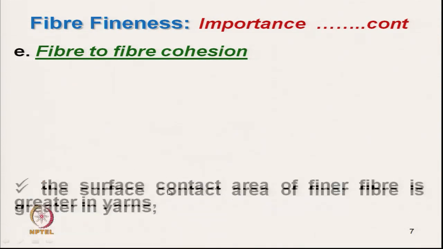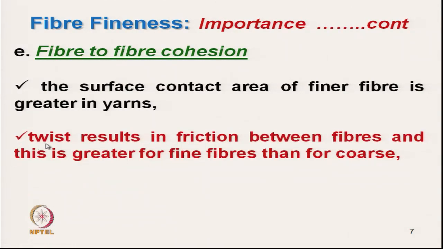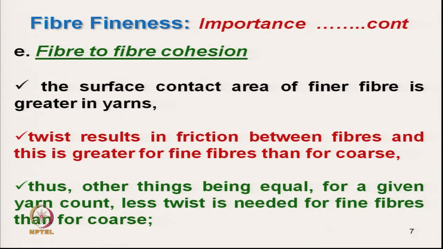Fiber to fiber cohesion: the surface contact area, as I have already mentioned, of finer fiber is greater in yarn. So, that is why it results in stronger yarn. Twist results in friction between fibers, and this is greater for finer fiber than coarser fiber. So, the increase in friction by increasing twist is more in case of finer fiber than coarser fiber. And other things being equal, for a given yarn count, less twist is needed for finer fibers than coarser fiber, that we have discussed.